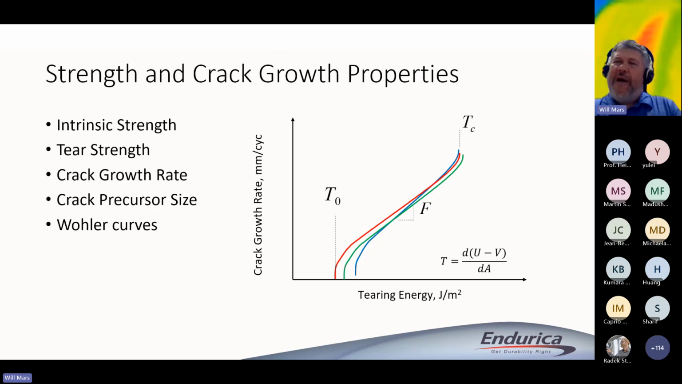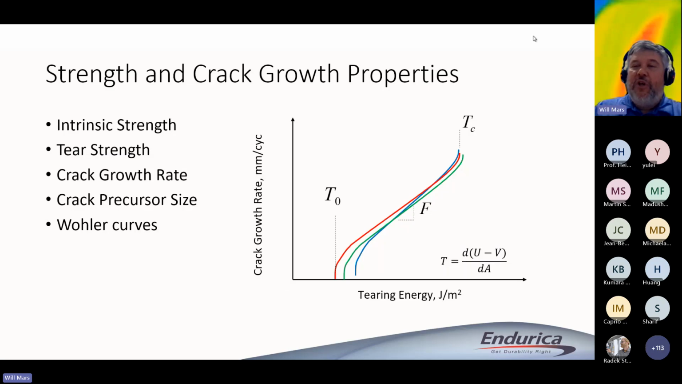So now we've talked about stress strain behavior. We've talked about dissipative behavior. Let's talk about strength and fatigue behavior. And this is actually a bunch of topics as well. We can talk about intrinsic strength, tear strength, right? The crack growth rate curve, the crack precursor size, and then of course some people like to use Wöhler curves, and so we can think about how temperature impacts each of these things.